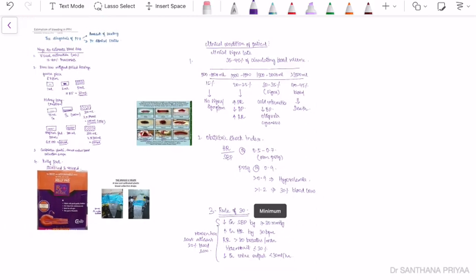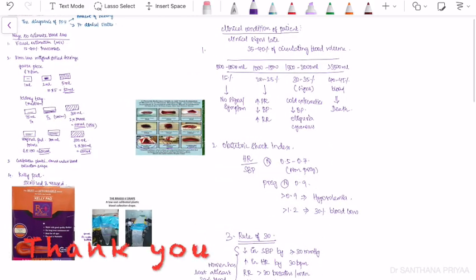So this is how we will estimate blood loss in patients with obstetric hemorrhage.